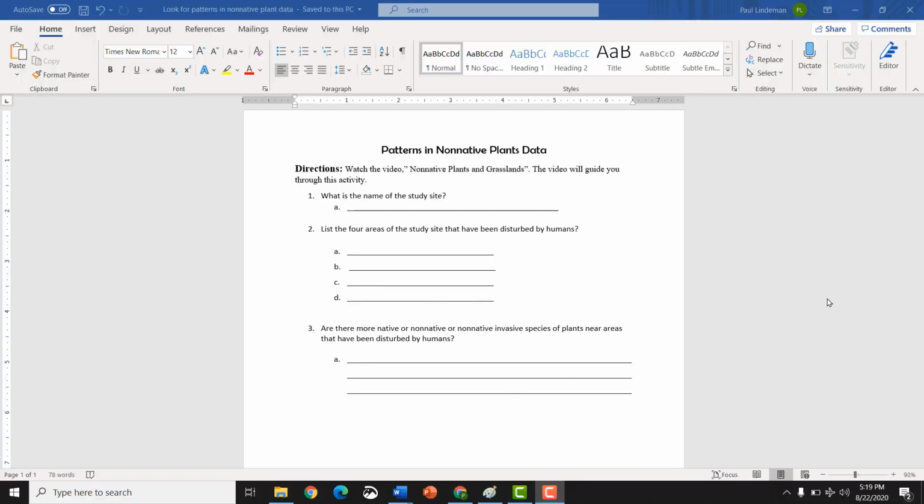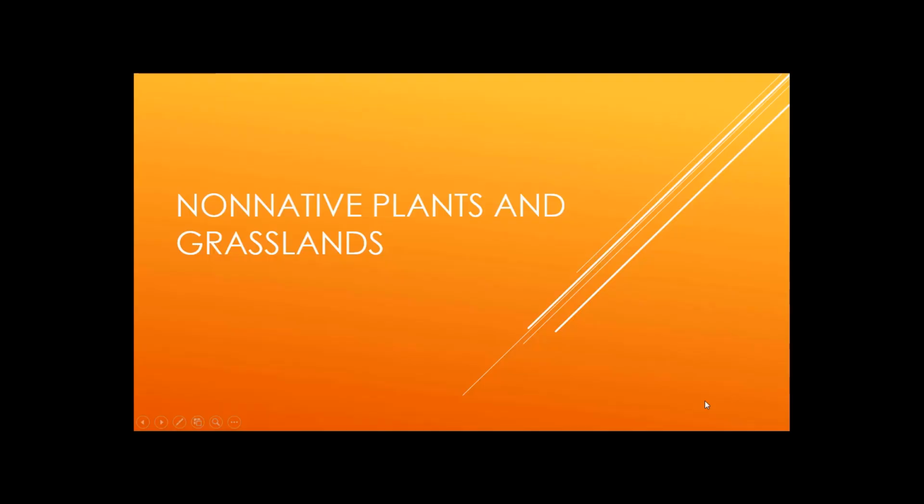Hello, in this activity you are going to look for patterns in non-native plant data, going back to the data that we looked at in activity 2, where we're looking at the Rancho Cordova grassland study site. So without further ado, let's get started. Non-native plants in grasslands.